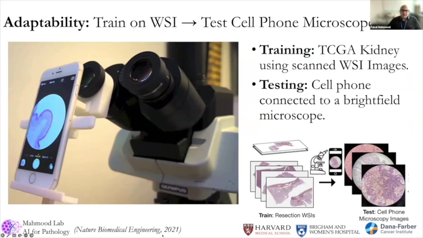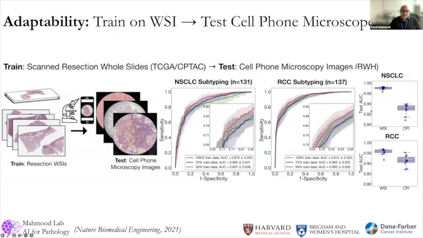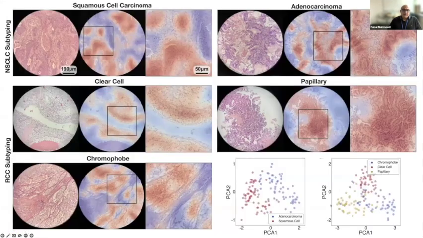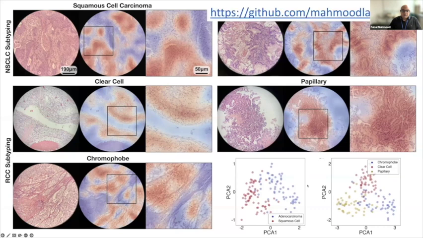We also wanted to push and see how far we can take this in terms of domain adaptation. Can we train on whole slide images and adapt to real-world images that are just taken with a cell phone coupled to a microscope? And we did some analysis around that and found that while there is a drop in performance, the model was still adaptable. And looking at what regions the model used in making those determinations, they were corresponding to what a pathologist would typically use.